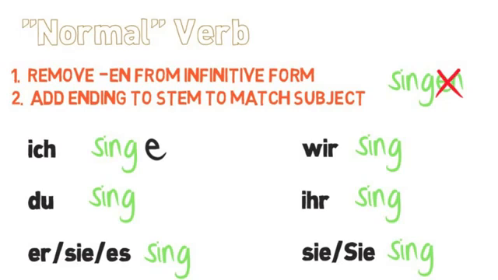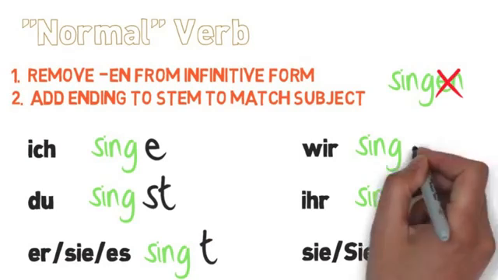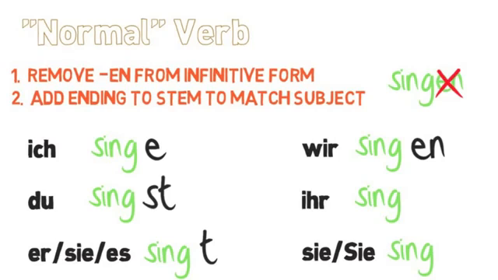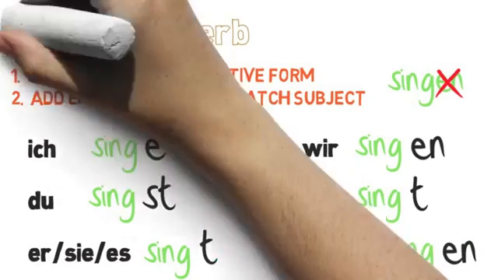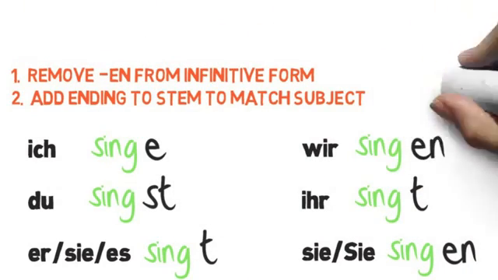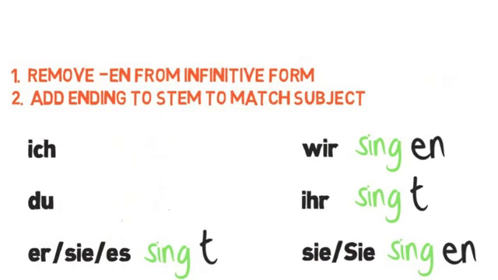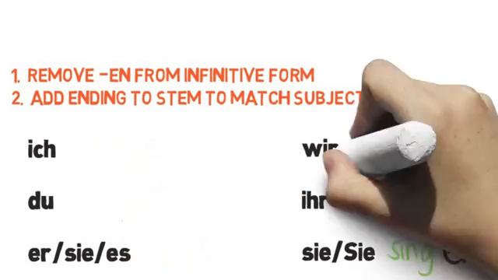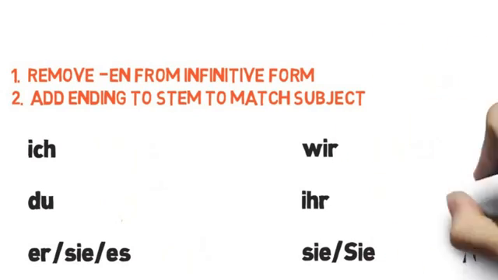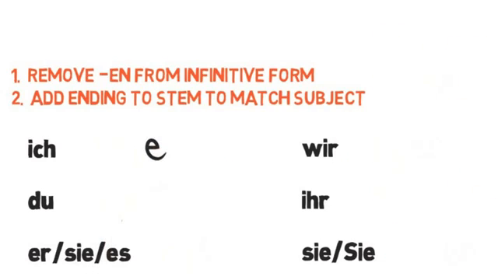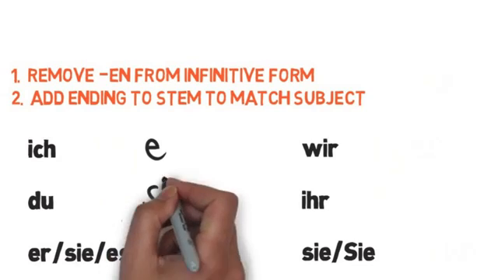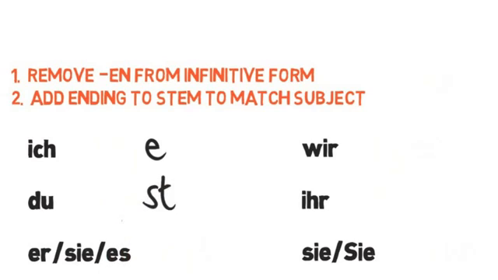An E with ich, an ST for du, a T for er, sie, and es, an EN for wir, a T for ihr, and an EN again for sie and Sie. So far, so good. Now, if we were to conjugate another verb, theoretically those endings should be exactly the same.